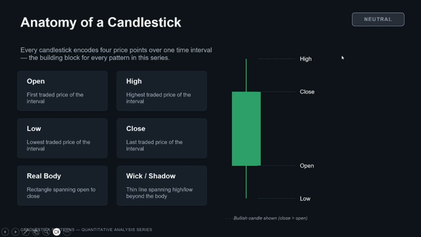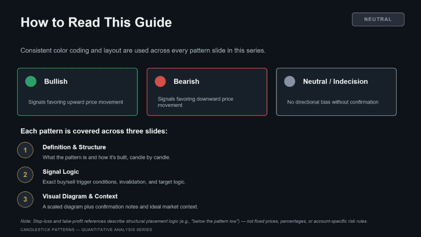Each pattern follows 3 strict slides: definition and structure, signal logic, and visual diagram and context. Note: all stop loss and take profit references describe structural placement logic, not fixed percentages. Actual placement depends on instrument volatility and time frame.